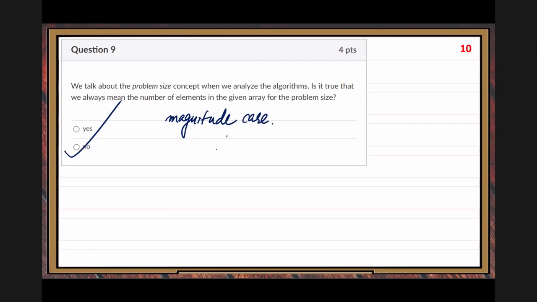Yeah. So here, an example is the prime factorization problem. Another is the GCD problem, finding the greatest common divisor. The GCD problem is also magnitude.